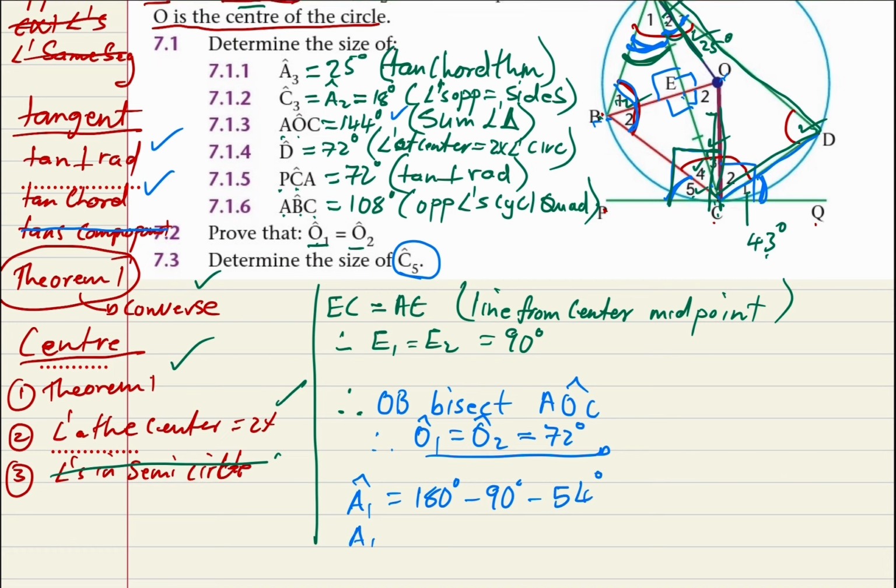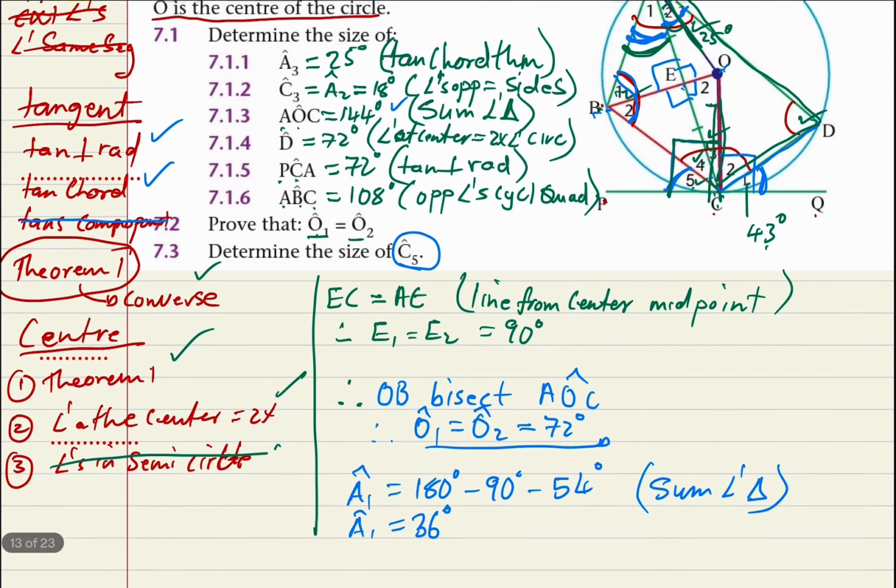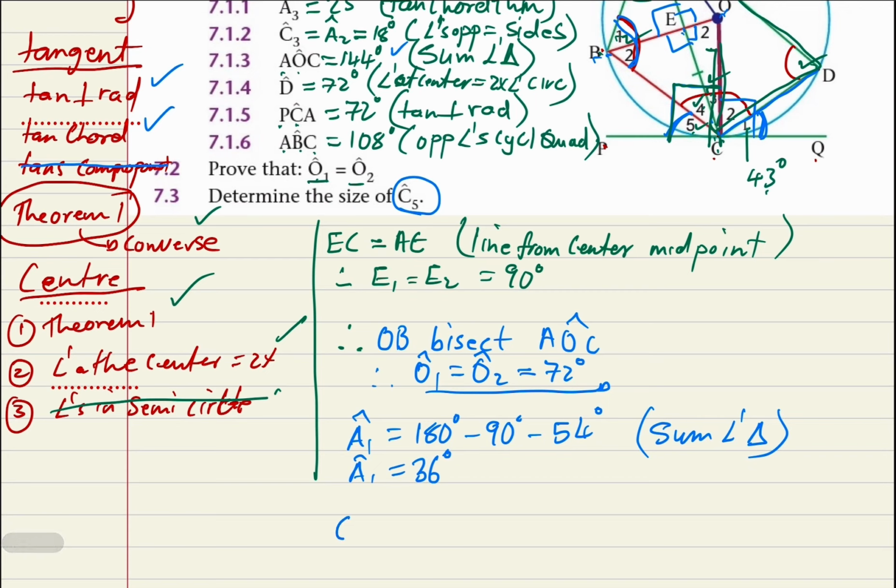So A1, wait, before I say so, this is the sum of angles of a triangle. Okay, so I'm going to say 180 degrees minus 90 degrees minus 54 degrees. This is 36 degrees. Hence, C5 is equal to A1, which is equal to 36 degrees. Why? That is the tan chord theorem.